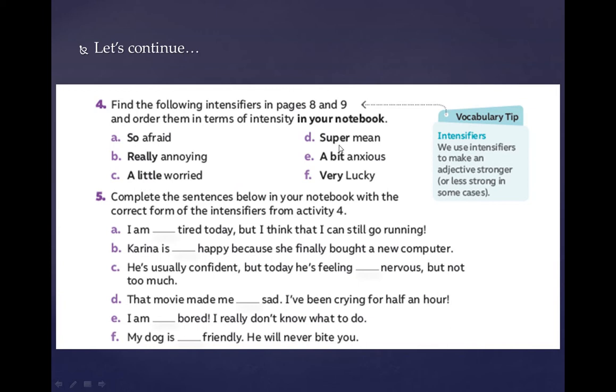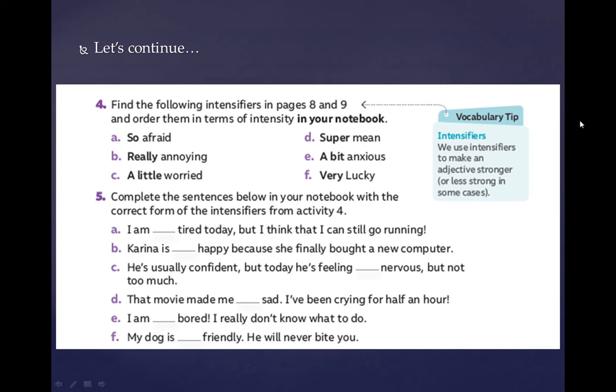Super is the intensifier. Letter E, a bit anxious. A bit is the intensifier. And letter F, very lucky. Look at the vocabulary tip. It says, we use intensifiers to make an adjective stronger or less strong in some cases. Remember the video of the NOS? Okay. These are the NOS in English.